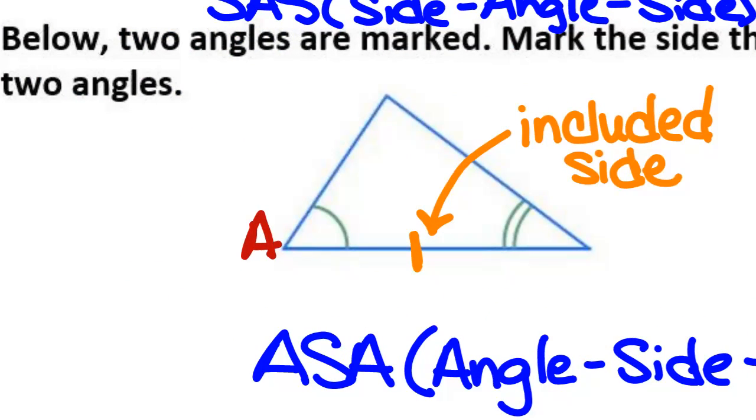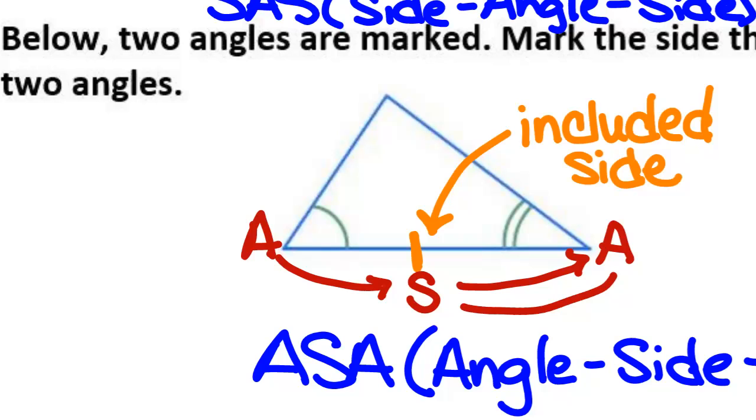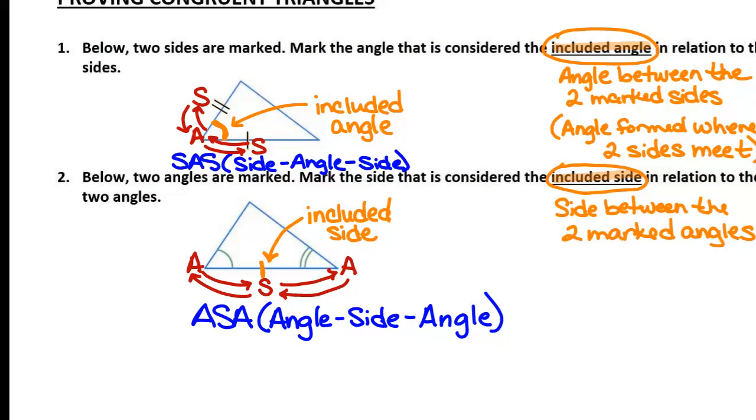Here's one of my marked angles, and then I have a side and an angle here. And again, I can read it counterclockwise, or I can read it clockwise. Either way I do this, it's angle, then side, then angle.